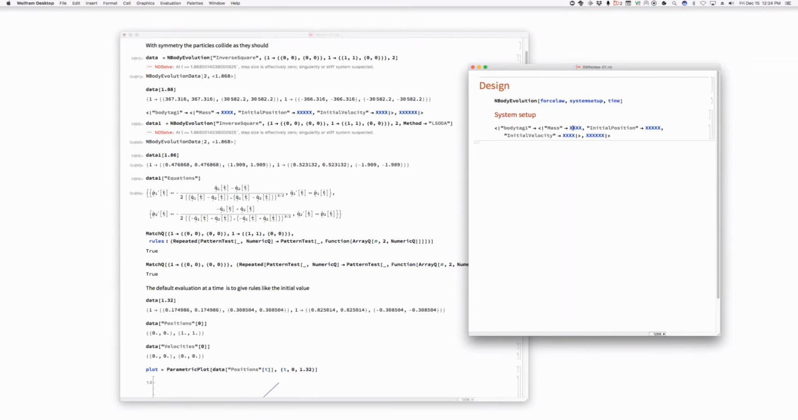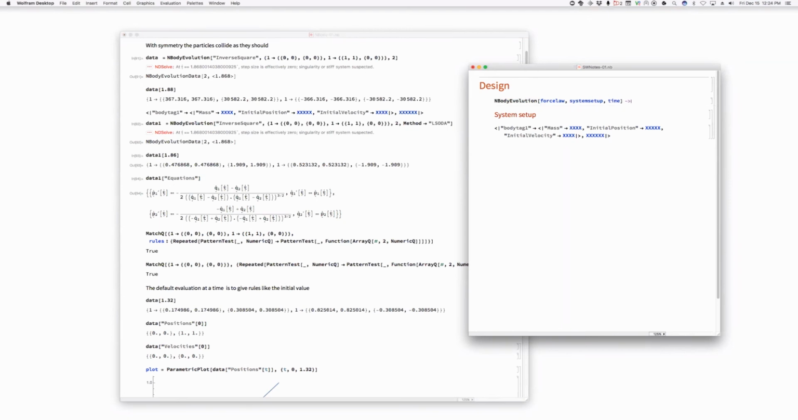We should be able to do that with the actual masses of the particles, right? And I should be able to move it forward by giving it as an argument to an n-body evolution data? That would be nice, wouldn't it? So let's think about this.